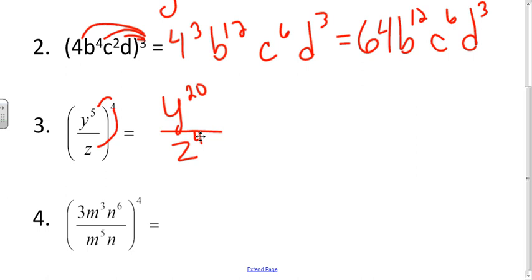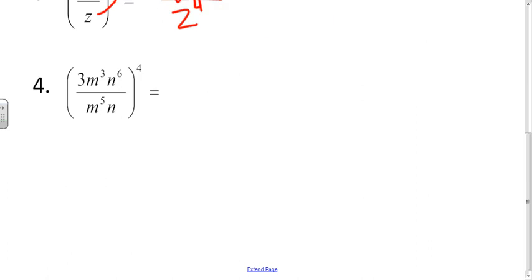This last one, a little bit tricky. You see here in parentheses, you can actually simplify something. And I think it's easier to work this problem if we simplify what's in parentheses first. So that's what I'm going to do. I'm going to take my 3, that coefficient can't be simplified. I have m to the third in the numerator, m to the fifth in the denominator. Well, if we recall, when all those m's cancel out, I'll be left with m squared in the denominator. Then I have n to the 6th in the numerator and 1 n in the denominator, leaving me with n to the 5th in the numerator.